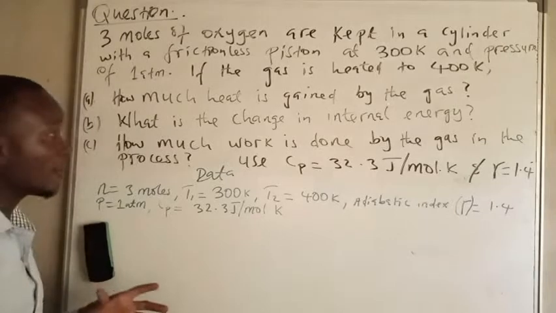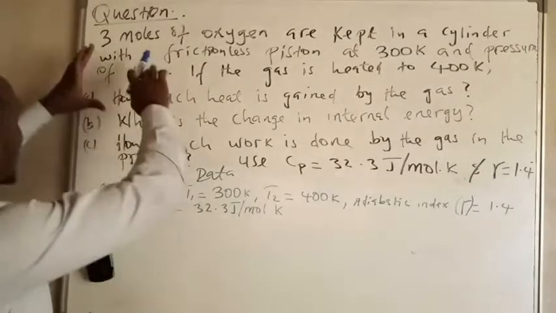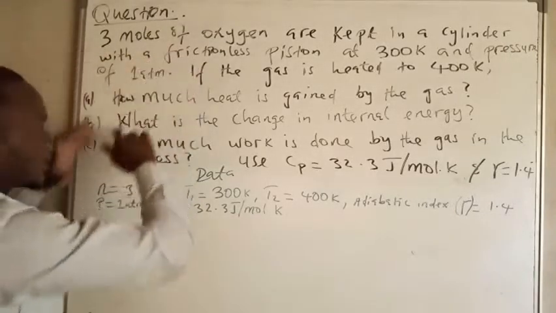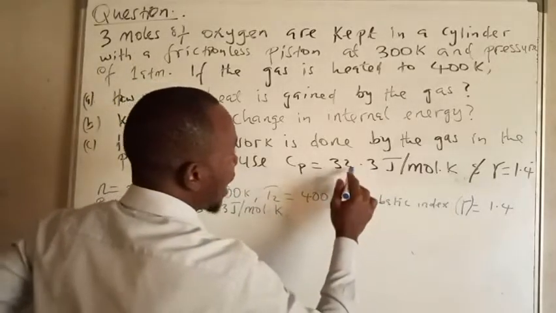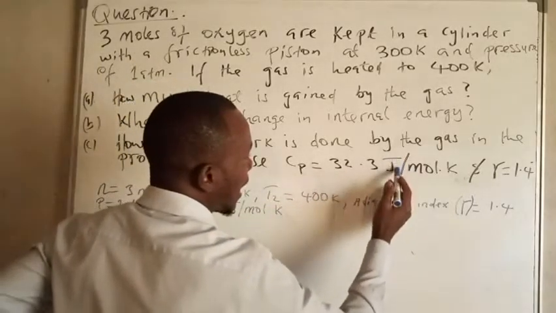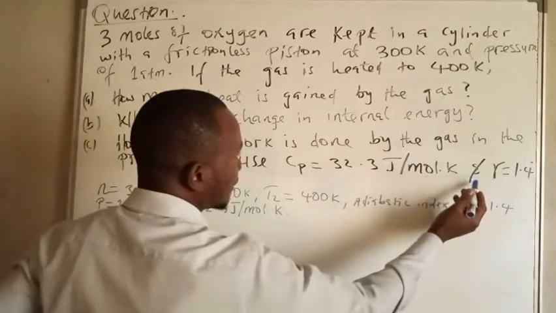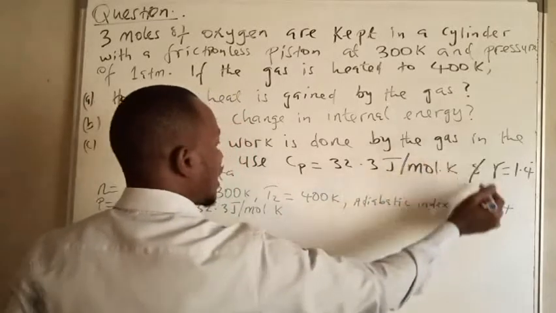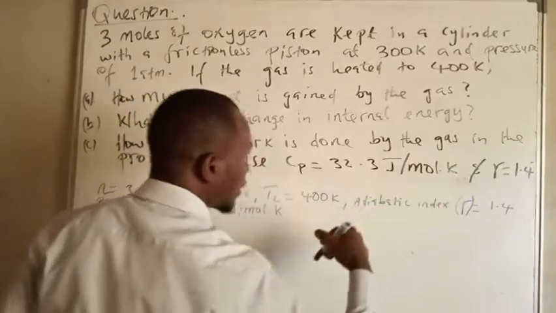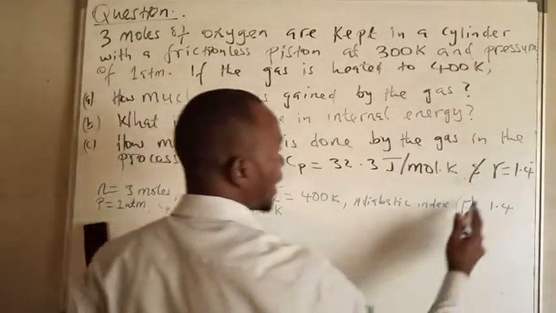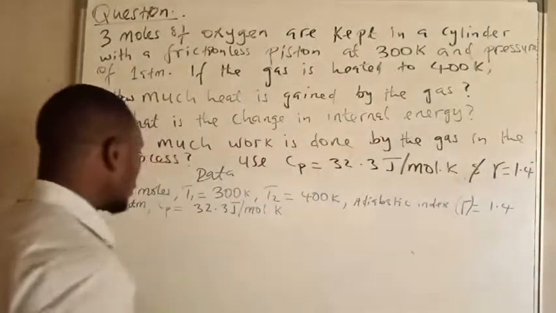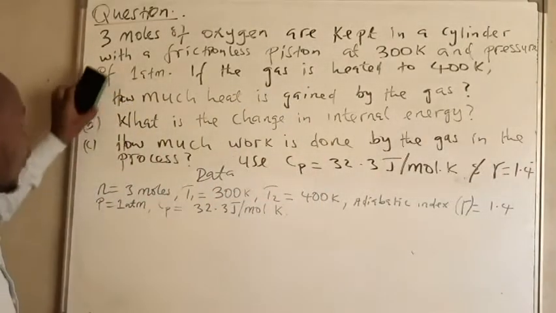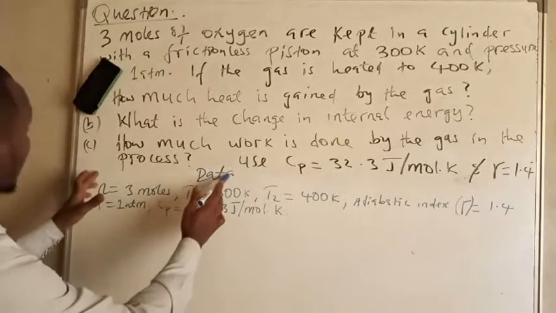So this is the information that we've been given. Here we've been told to use the Cp to be 32.3 joules per mole per Kelvin, and the heat capacity ratio, which is also called an adiabatic index, to be 1.4. So this is the data that we have.